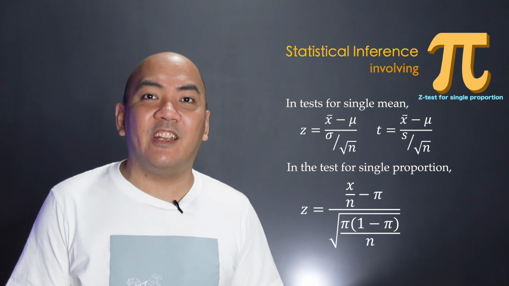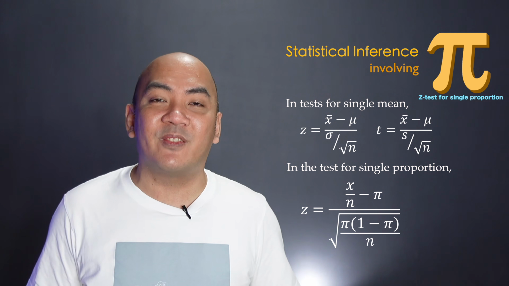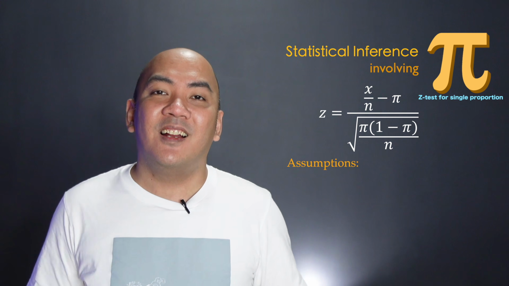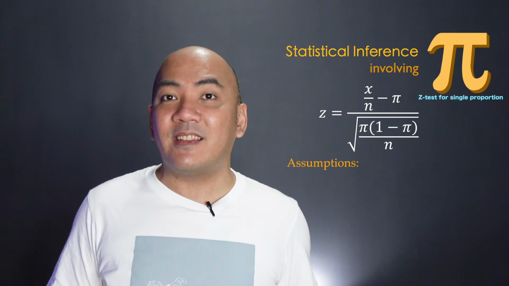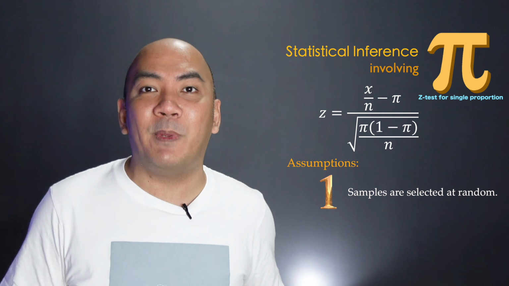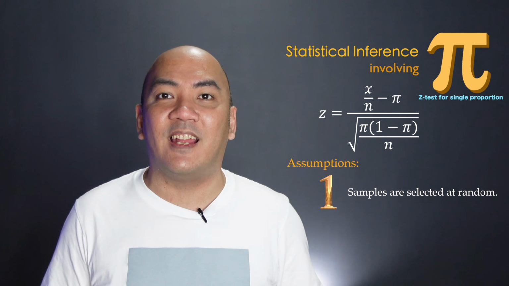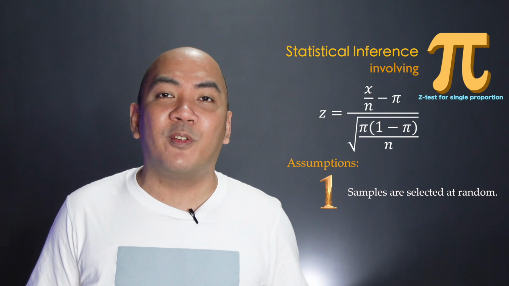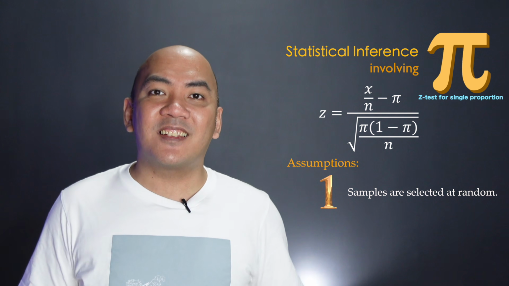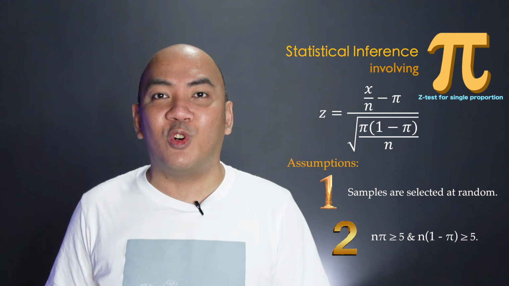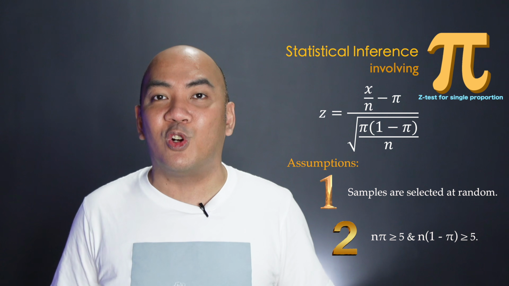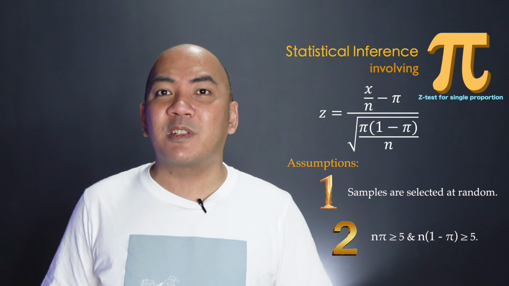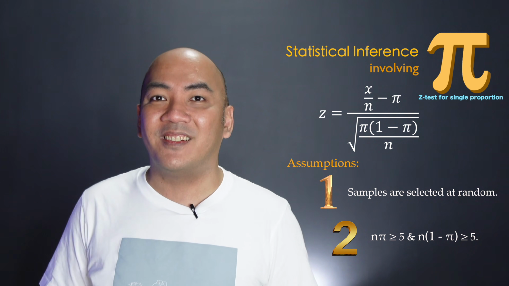In which, as you can see here, the z-test for single proportion is very similar to the z-test and the t-test for single mean. Now, as for the assumptions involving the z-test for single proportion, first is that make sure that the samples are randomly selected. This is to ensure that there is no bias in the estimate of the true proportion. And next is to ensure that the normal approximation of what we call as the binomial distribution is considerable. Make sure that n times pi and n times 1 minus pi is at least 5.